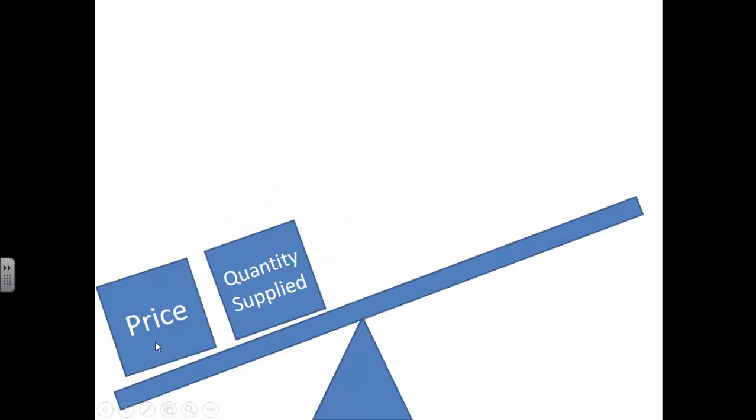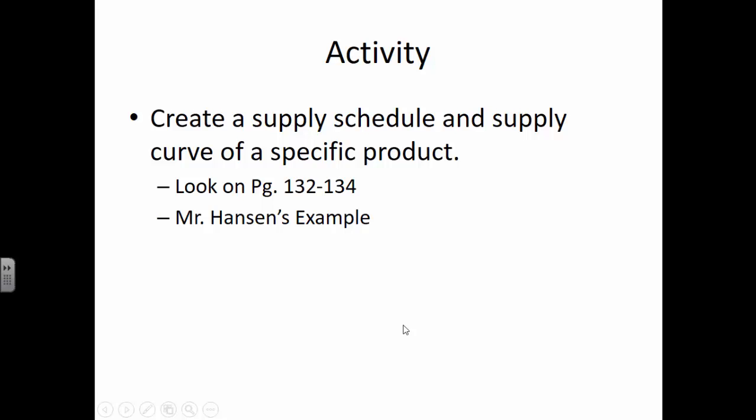And of course, as price goes down, let's say it's a cent for a t-shirt, the suppliers are probably not going to make as many t-shirts, if any at all. So when price goes down, quantity supplied goes down. This is the law of supply. With a little activity in a second, you're going to create a supply schedule and a supply curve for a specific product. You might want to look on pages 132 and 134 for some examples of supply curves, and you'll want to look at my examples here.